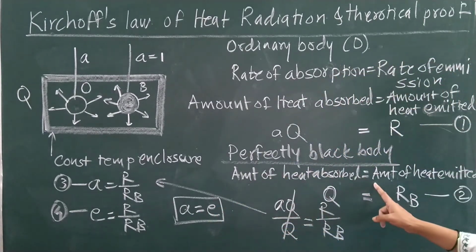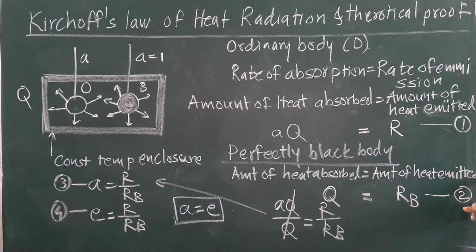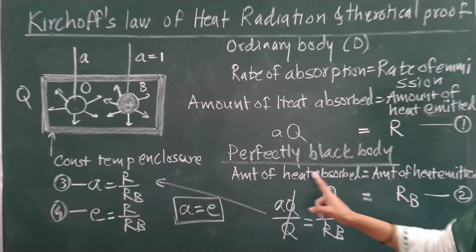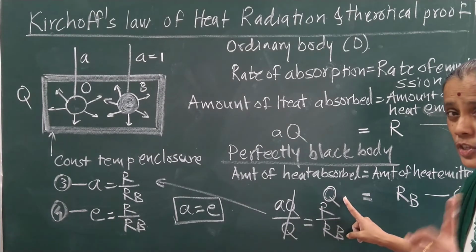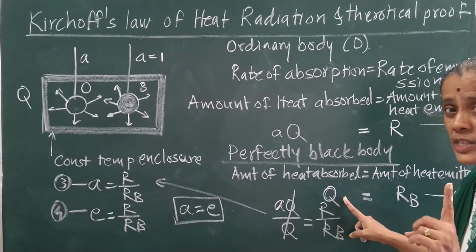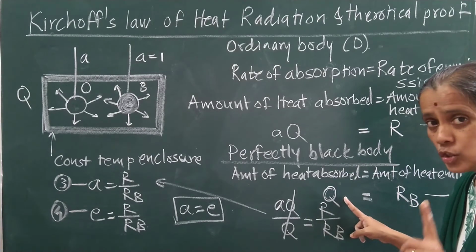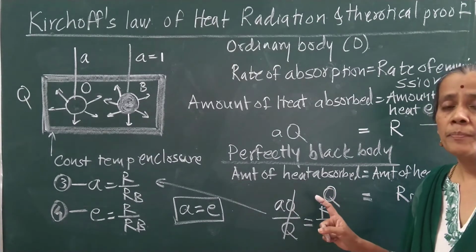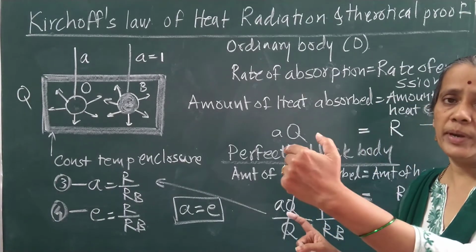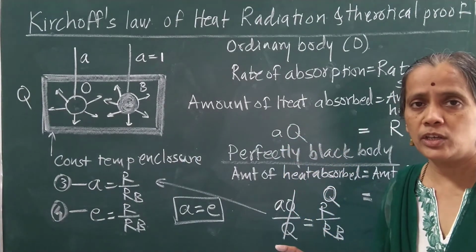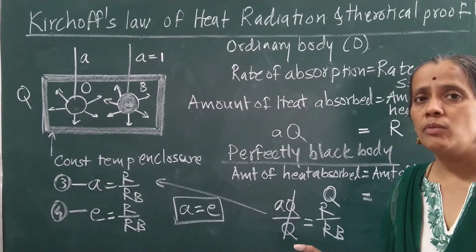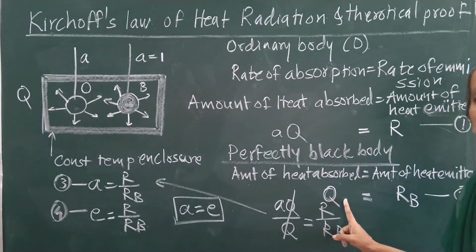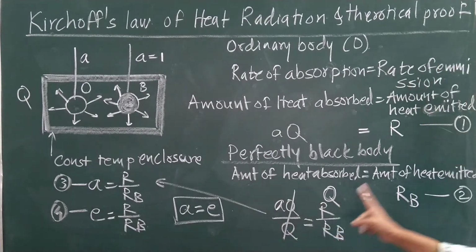So I write down one: amount of heat absorbed is equal to amount of heat emitted. Now amount of heat absorbed is Q. Why? Because coefficient of absorption for a perfectly black body is 1. So in the definition of coefficient of absorption, small a is equal to capital QA upon capital Q. उसमें अगर हमने a is equal to 1 डाला तो QA is equal to Q. So that's why I'm saying amount of heat absorbed is Q.